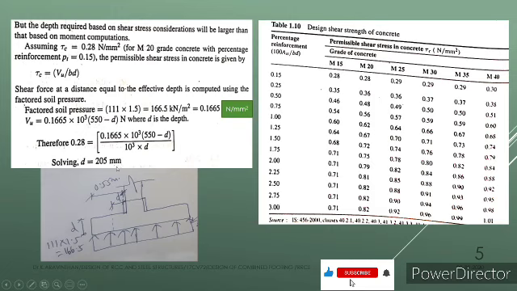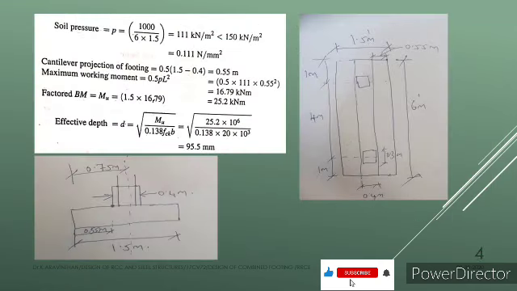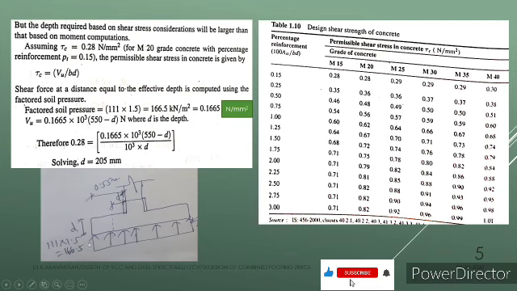So earlier you got a depth value. See here, we got a value of 95.5 mm. Right now, for checking the critical section at the distance of D for one way shear, we got an even higher value of 205 mm. So let us provide the higher value for the design.